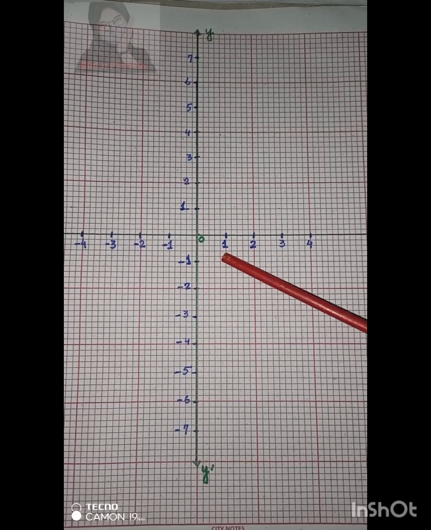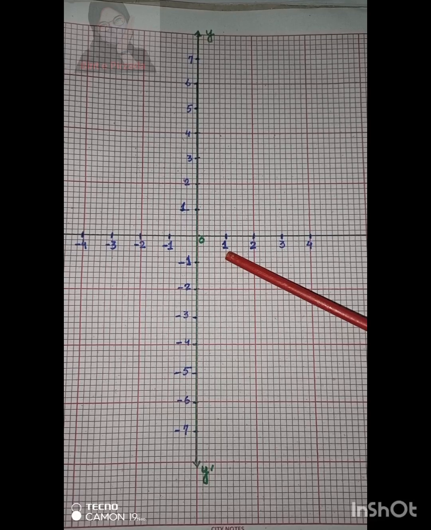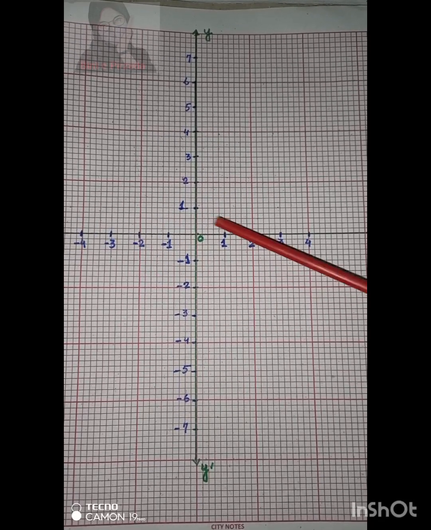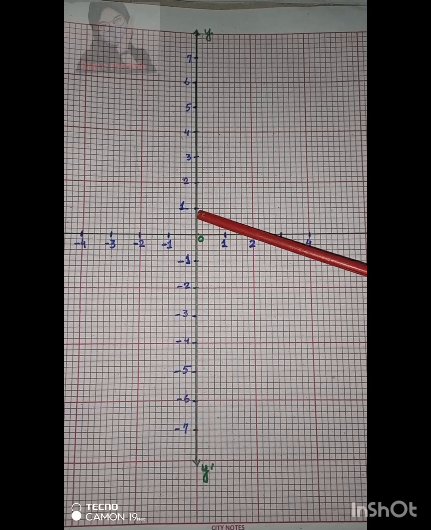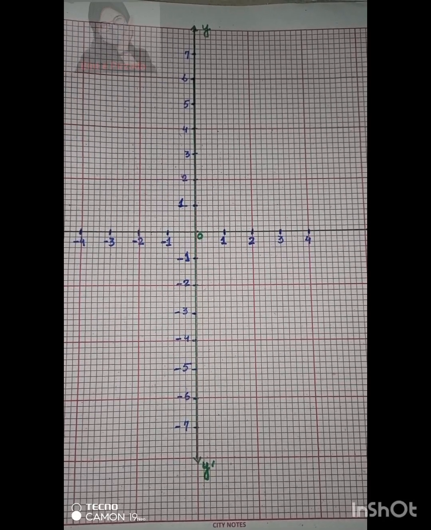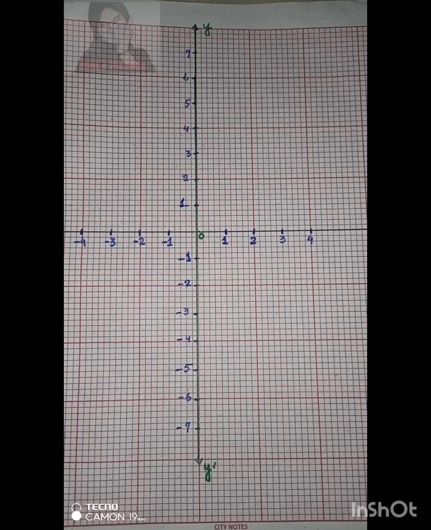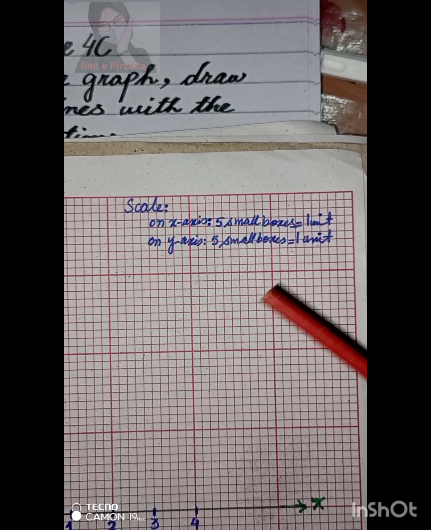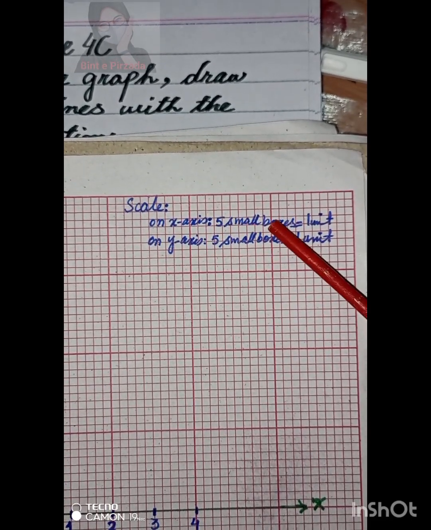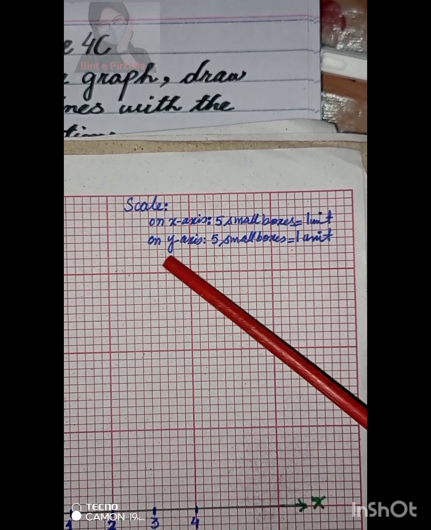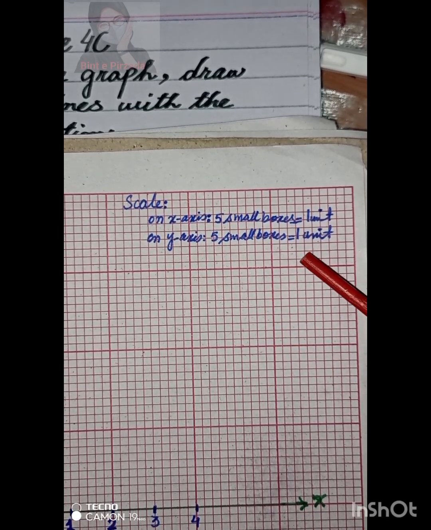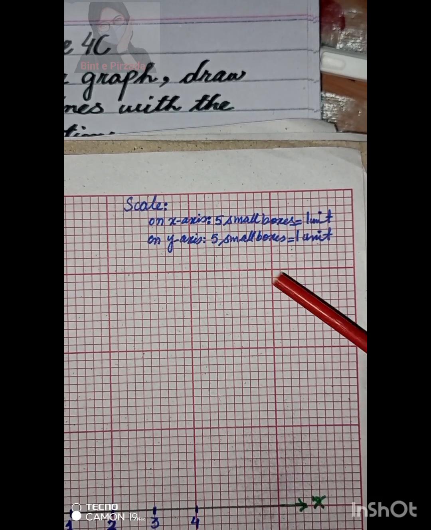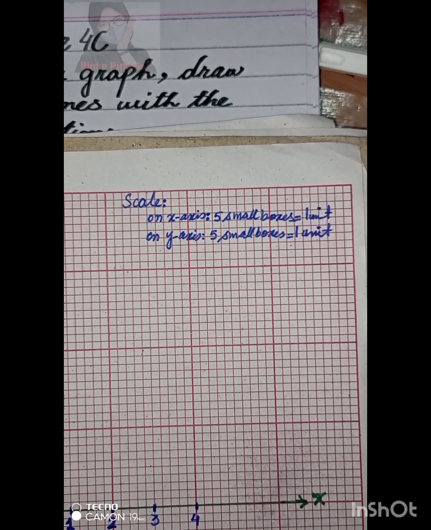So on the x-axis, 5 small boxes is equal to 1 unit, and similarly on the y-axis, 5 small boxes is equal to 1 unit. So write the scale on your graph, and then we will do the next work. This is how you will write your scale. It is a very important thing to write the scale on your graph, right? Now we are going to plot the lines.